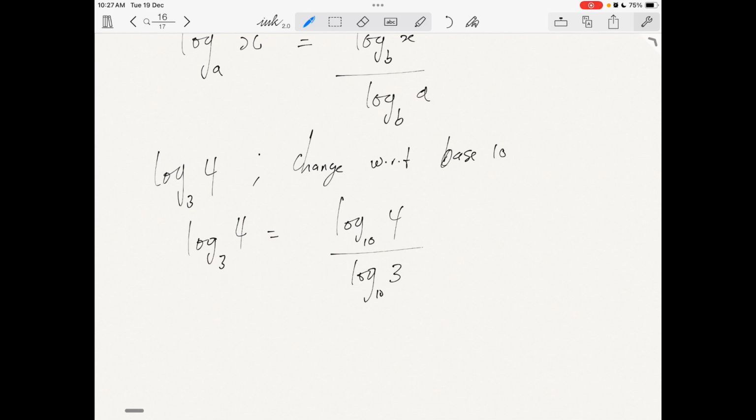So in the case of logarithm, unlike indices, if they ask us to evaluate a log, we can easily type it on a calculator to get our answer. So instead of going through the long process, I'm going to type in your calculator and get your answer.